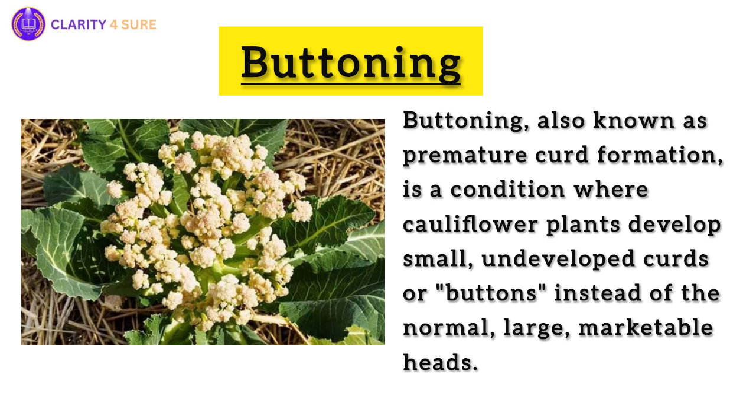Buttoning. Buttoning in cauliflower, also known as premature curd formation, is a condition where cauliflower plants develop small undeveloped curds or buttons instead of the normal large marketable heads. If you provide sufficient nitrogen fertilizer to the cauliflower plant, especially during the early stages of growth, buttoning can be prevented.